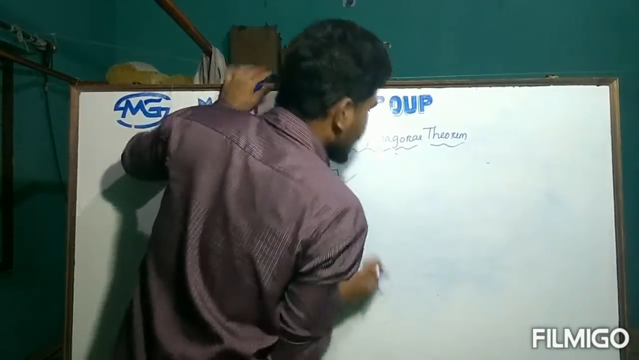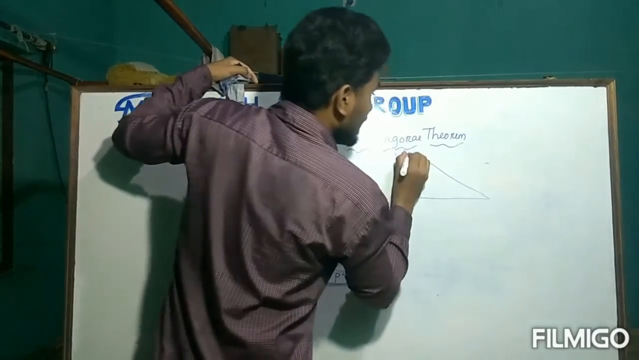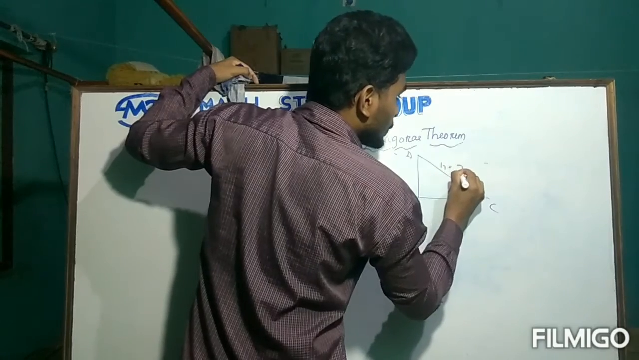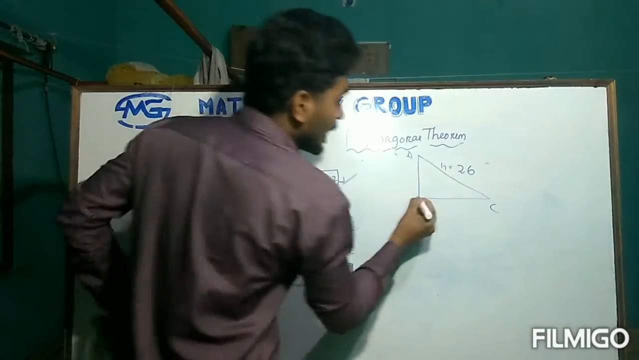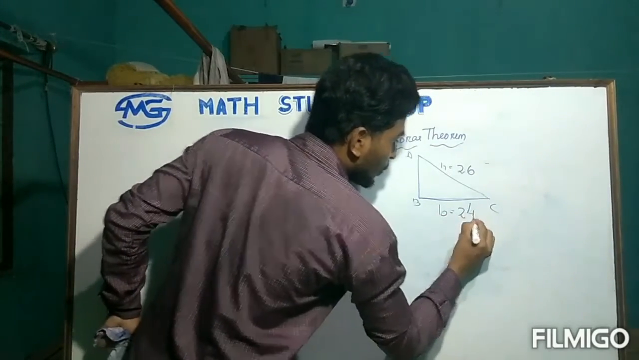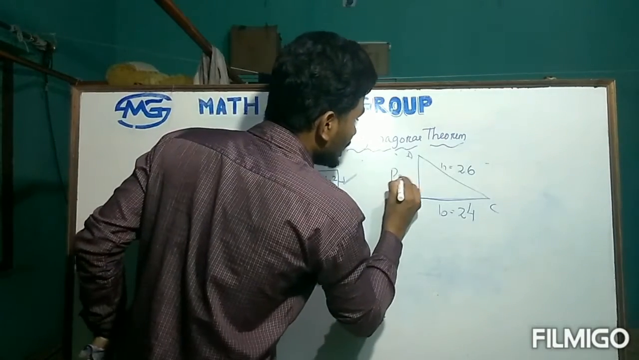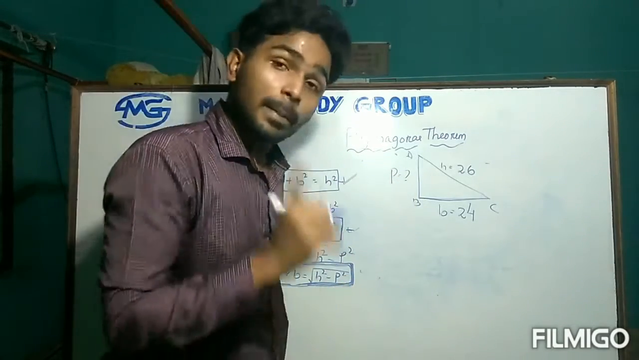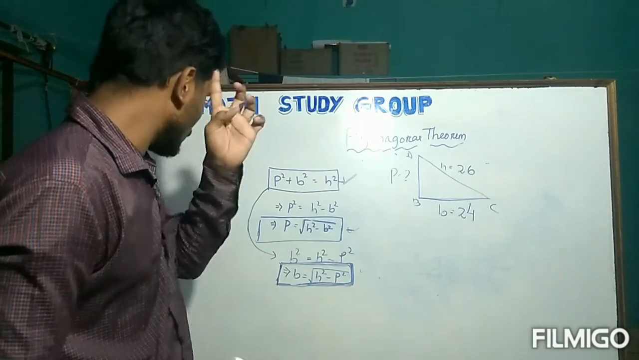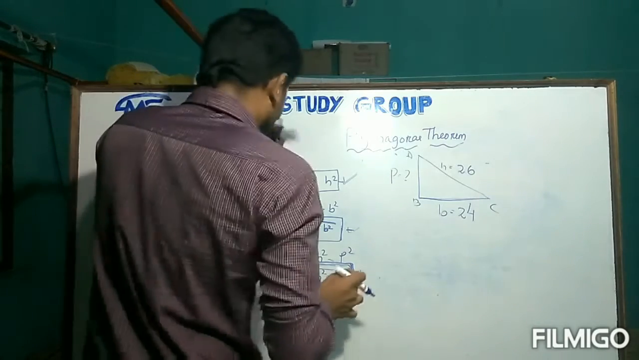Suppose a right angle triangle is given, and given that its hypotenuse H is equal to 26 and its base B is equal to 24. Then the question is asking to find the value of P. So which formula is usable? Out of these three formulas we can use formula 2, where we can find the value of P.